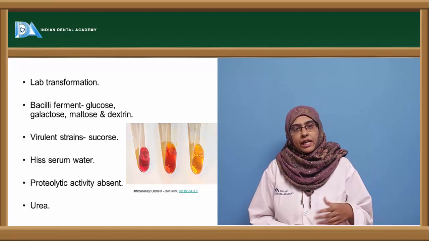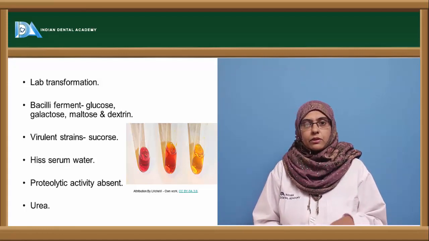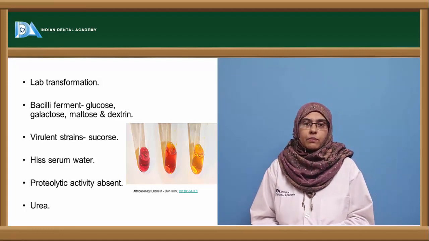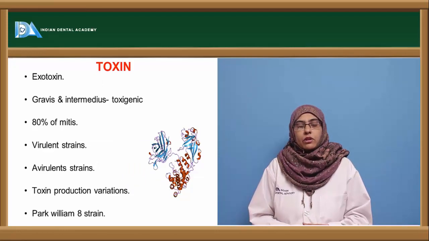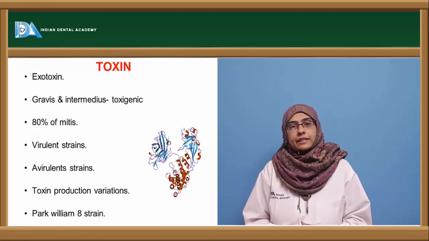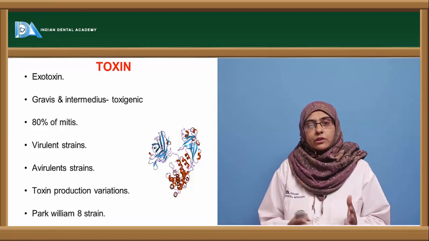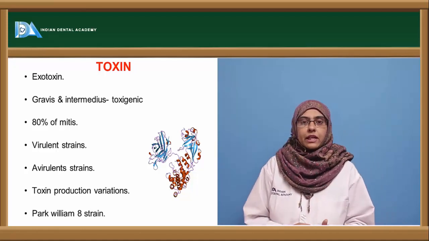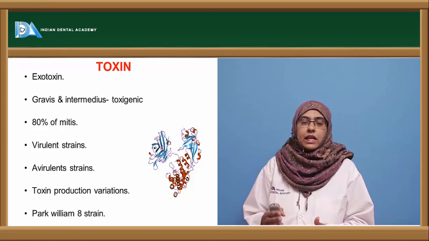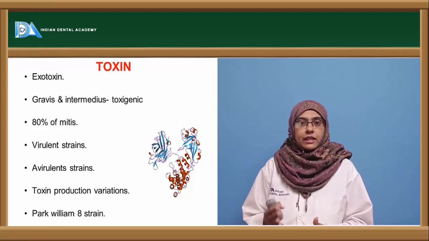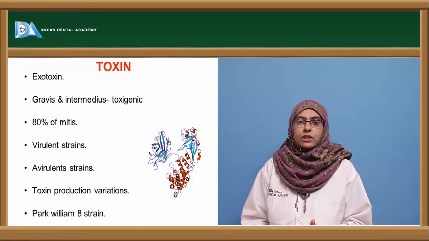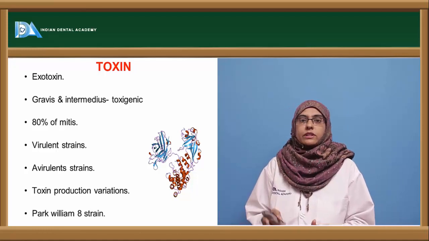The proteolytic activity is absent. They do not hydrolyze urea, and they form phosphatase. Coming to the toxin, which is the most important characteristic feature of this organism: the organism can cause disease in two ways. One is called infection, the other one is called intoxication, where toxinogenic strains are able to cause disease by producing the toxin.